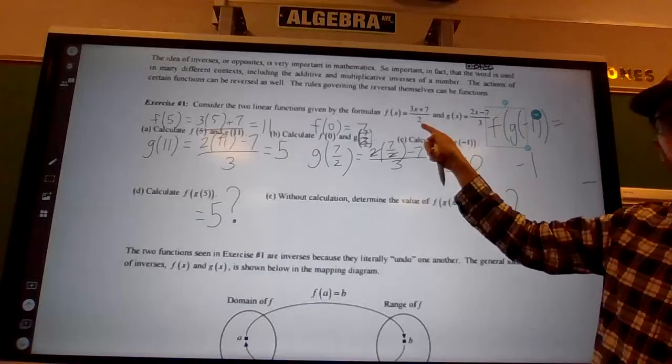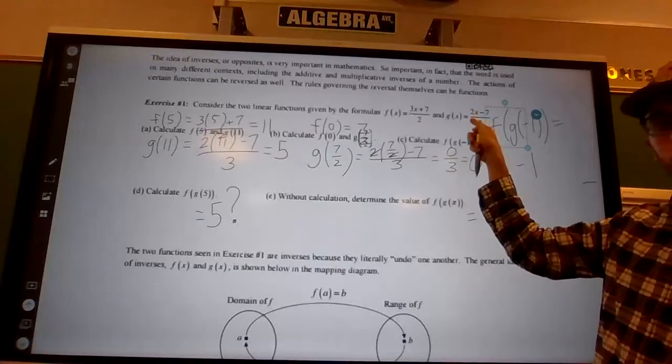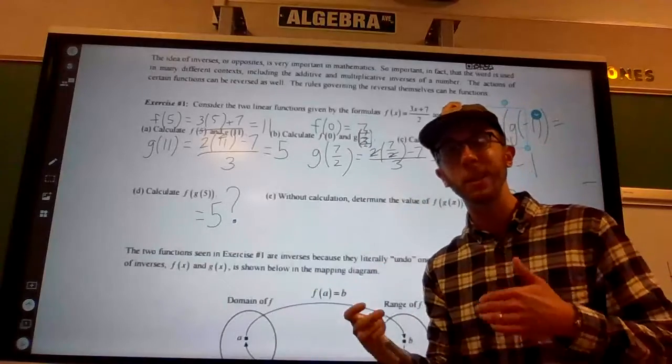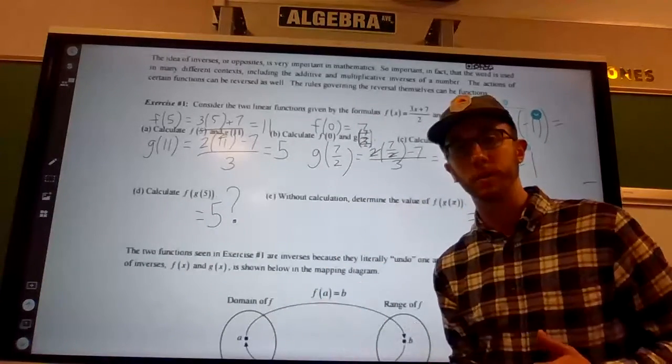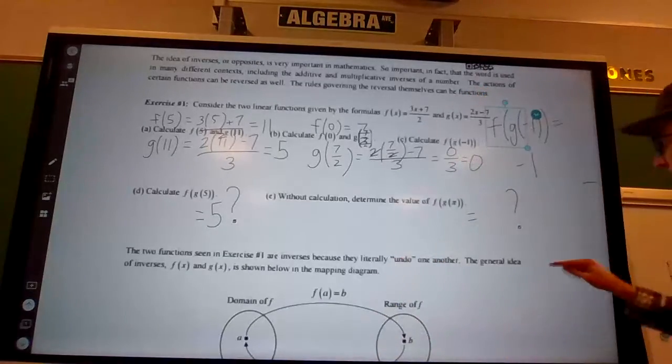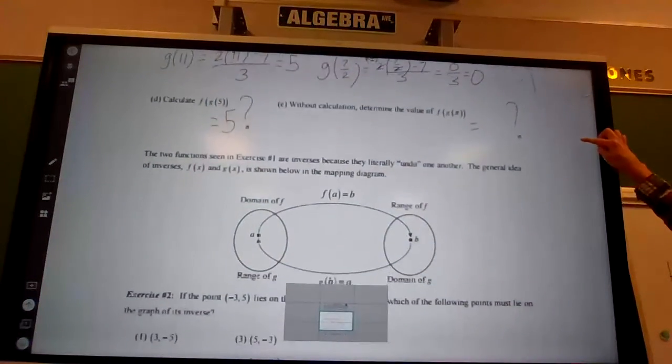Here we divide by 2. Here we multiply by 2. So you can see everything in each of those formulas is literally the opposite of the other formula. Okay, that is how they undo each other. They're doing the opposites.